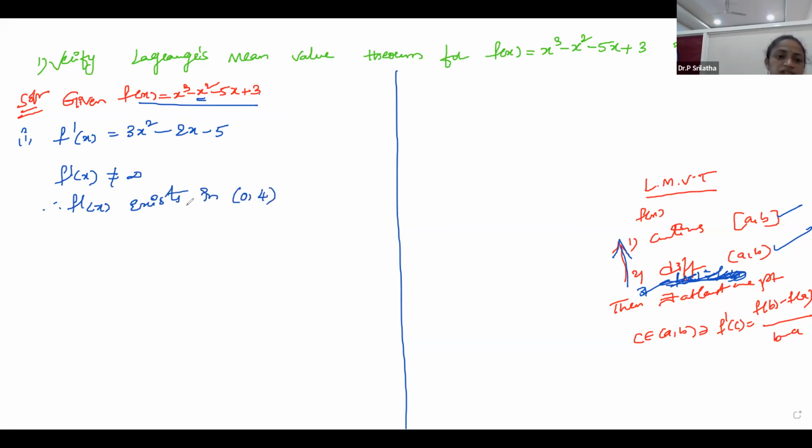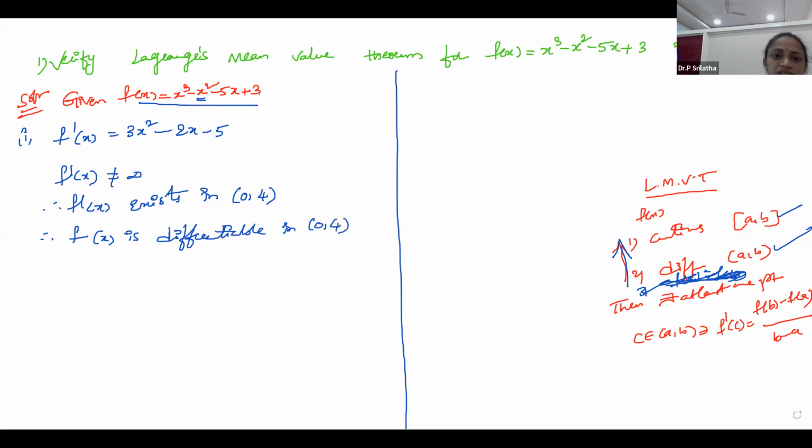Because differentiation will always exist in an open interval only. In the definition of differentiation we get only a unique tangent, right? In the endpoints we'll get more than one tangent. So that's why we have to take the open interval 0 comma 4 here. So f dash of x exists in the open interval 0 comma 4, which means f of x is differentiable in the open interval 0 comma 4, right?